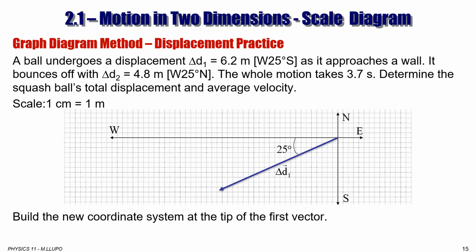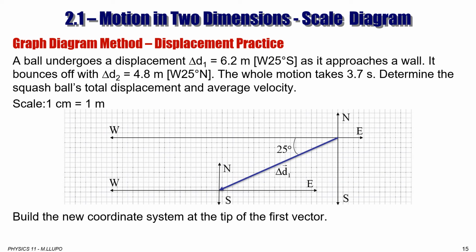So how can we add a next vector? Remember tip to tail? The second vector has to start where the tip of the first vector is. So that's why we build a new coordinate system exactly where the tip of the first vector is. Remember that, I warn you, this is a common mistake people make: not drawing that second coordinate system. They just draw a 25 degree angle, for example, based on delta D1, and that will be wrong.